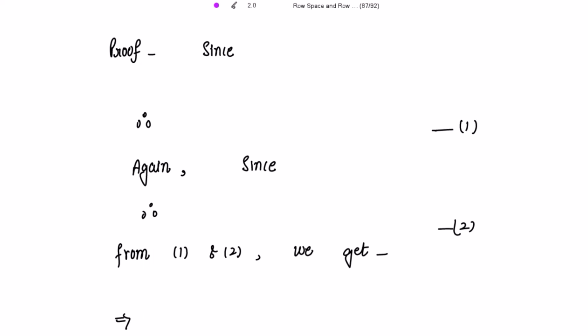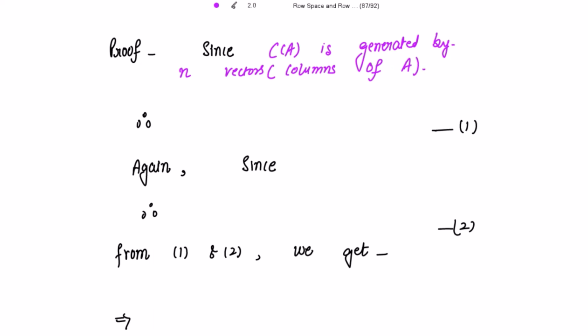So since the column space of A is generated by how many vectors? The columns of A, that is n vectors, right? So these vectors are the columns of A, as the column space of A is a vector space generated by the columns of A. So therefore, the dimension of the column space of A must be less than or equal to n, right? Because it has n vectors, right? Please mark this as 1.